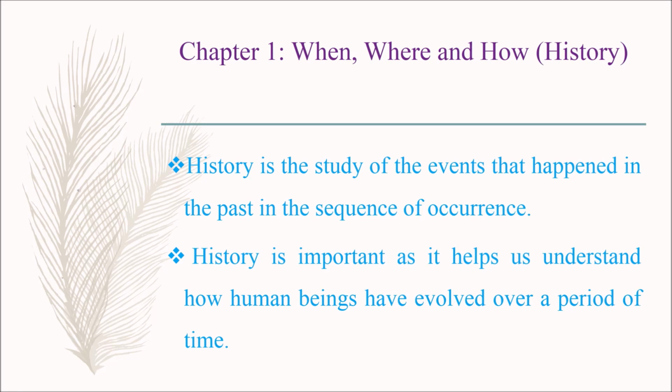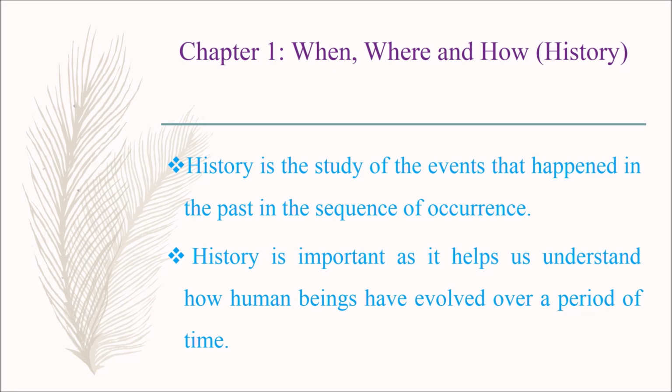What is meant by event? Event is an incident that happened in the past in the sequence of occurrence. Here, sequence means arrange in a particular order. So, we have to arrange incidences in a particular order. So, history is all about to study the things happened in past.